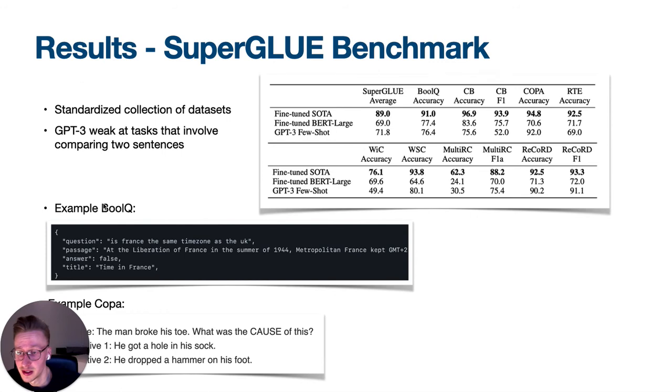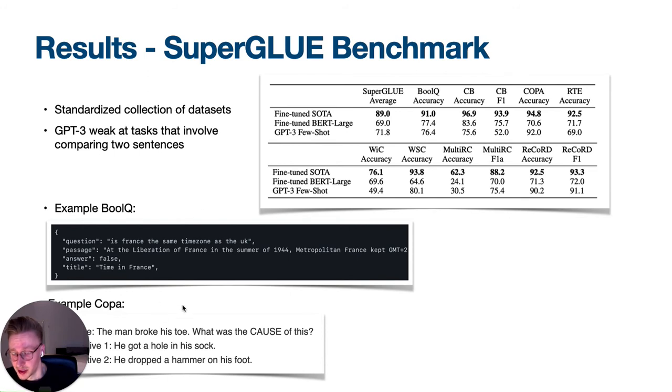And let's take a look at an example here to maybe understand why that could be the case. So you get a question and a passage for BoolQ. The question is: is France in the same time zone as the UK? And a long passage that I cut off here. And the model basically has to do reasoning based on this passage to answer the question. And because it requires a lot of reasoning, GPT-3 is apparently not that good at those tasks. On the other side, GPT-3 is close to the state of the art on the COPA dataset here.